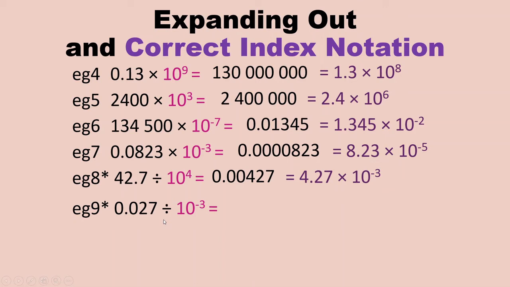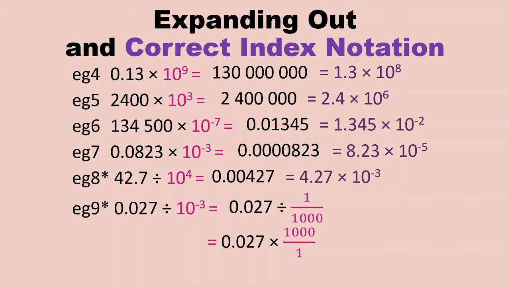The trick about this is we're dividing by 10 to some negative power. Remember, a negative power is the same thing as a fraction of 1 over 10 to that positive power. So this is 0.027 divided by 1 over 10 to the power of 3. Dividing by a fraction, you should know, is the same thing as multiplying by the inverse fraction, so flipping that fraction over. So that's 0.027 times by 1,000 over 1.